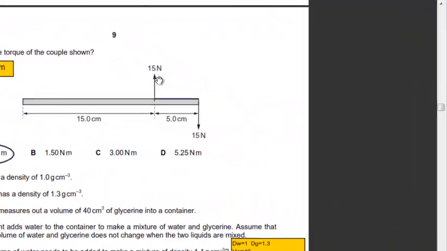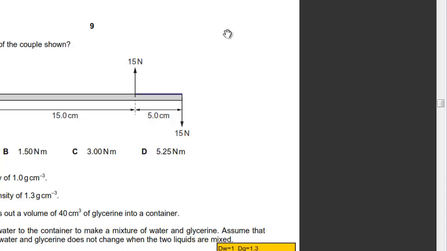Question number 13. What is the torque of the couple string? Just find the torque. This is 15, this is 5. Convert the centimeter into meter, and it's 0.75 Newton.